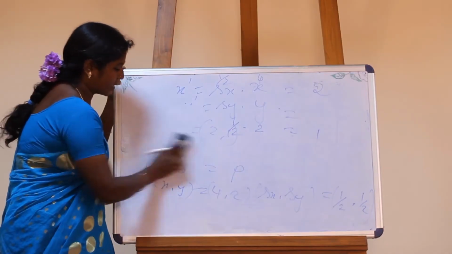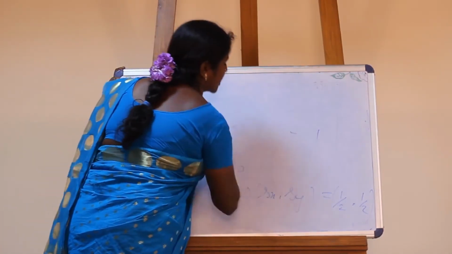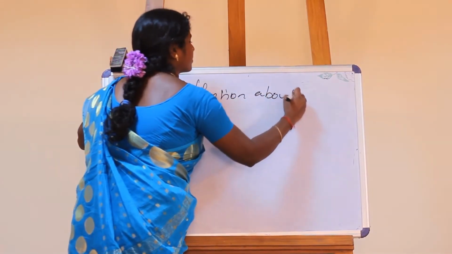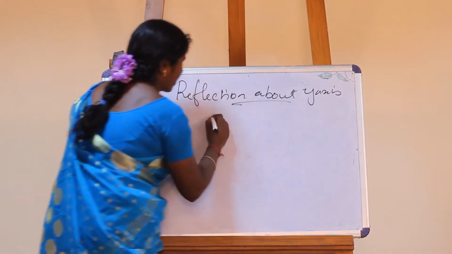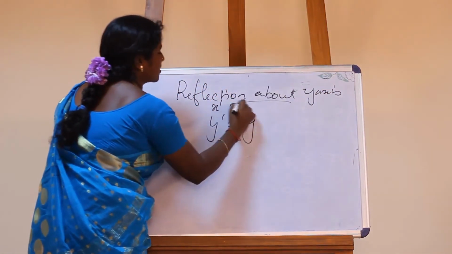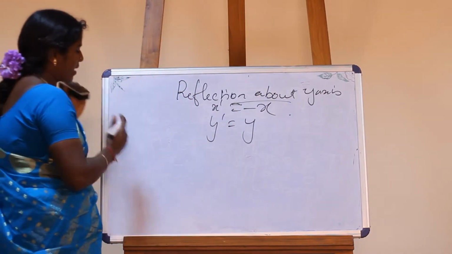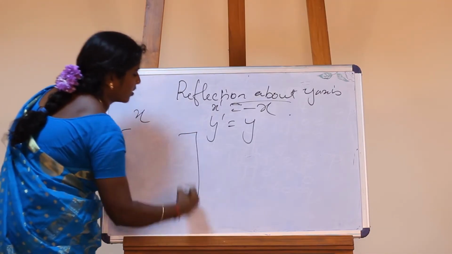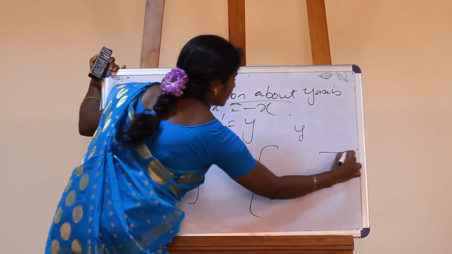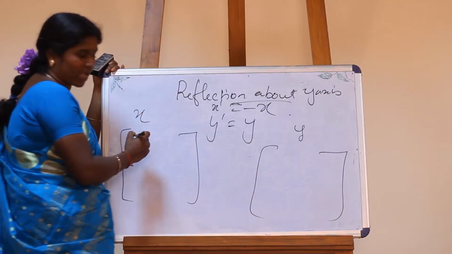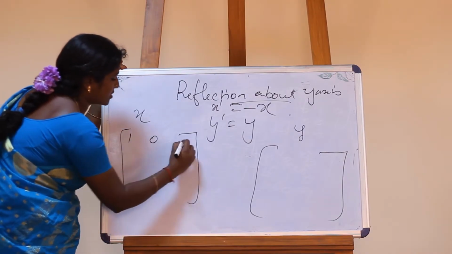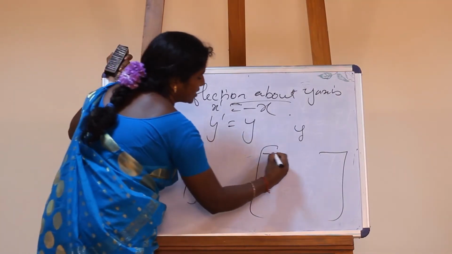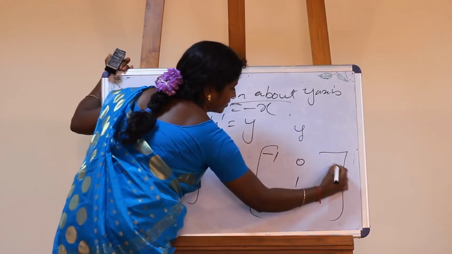Next we see other transformations, reflection and then shearing. Reflection about the y axis: the y value is constant, only the value of x changes. Then the matrix form of the reflection about the x axis and about the y axis. About the x axis, only the value of y changes, so the x value is constant. About the y axis, the x value is changed and the y value is constant.